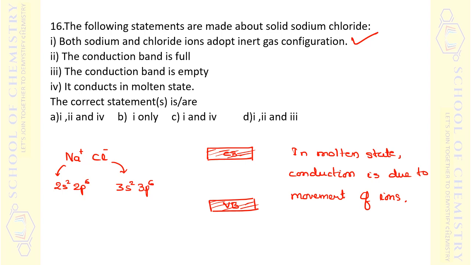So second one, the conduction band is full, right? So in fact this is also correct. In band theory, what it says is that you should have valence band and you should have conduction band.